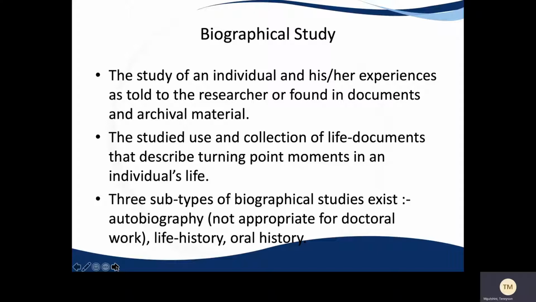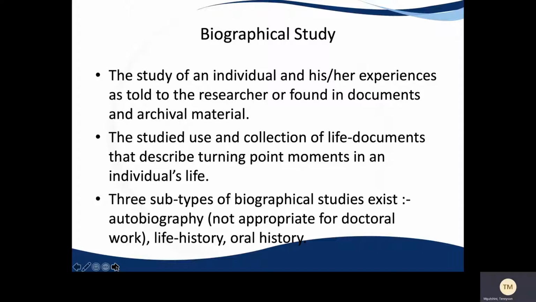And of course, the reason behind this is because it's very difficult to verify, question, or clarify anything that has come from autobiographical work, because the only true assessor is the person who is writing it. So it is a difficult piece of work to assess or measure.